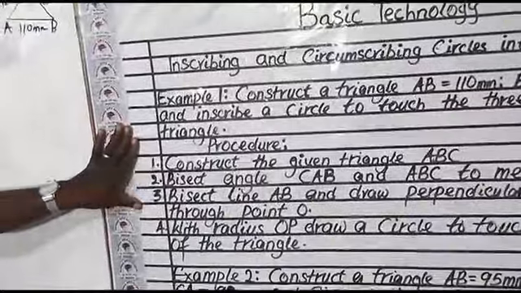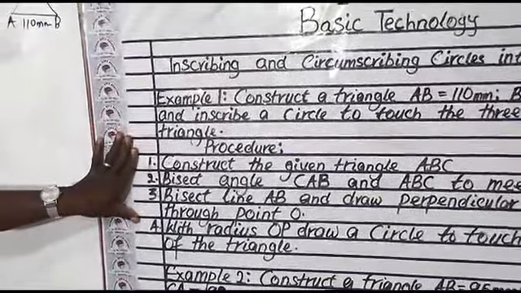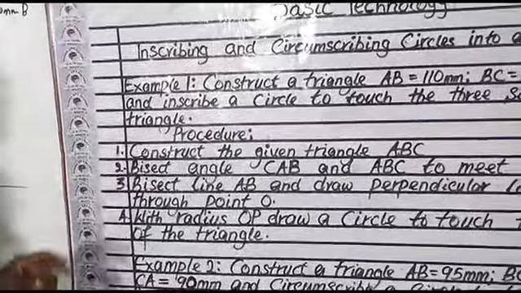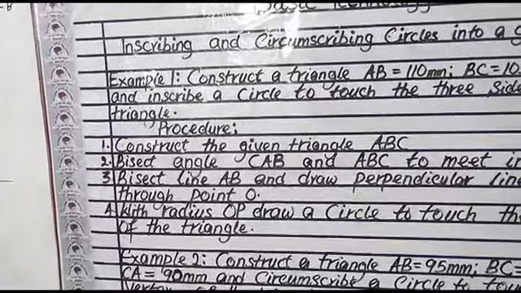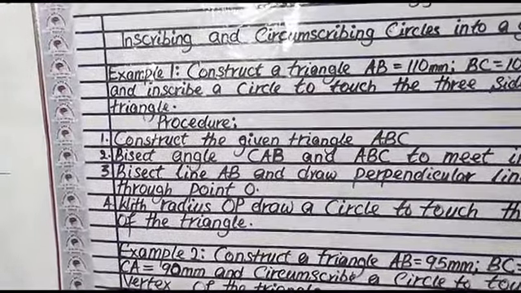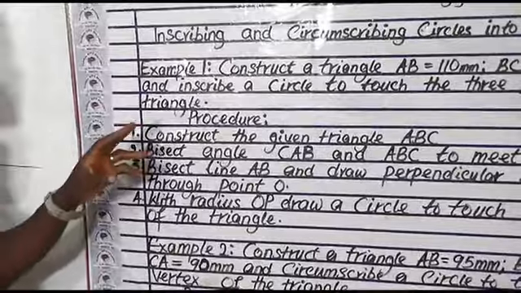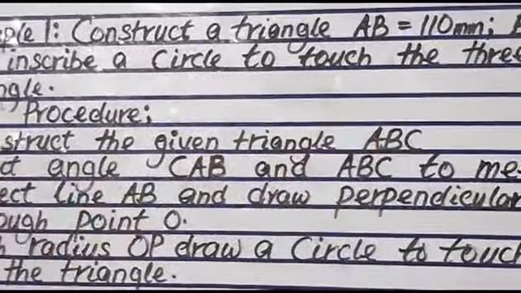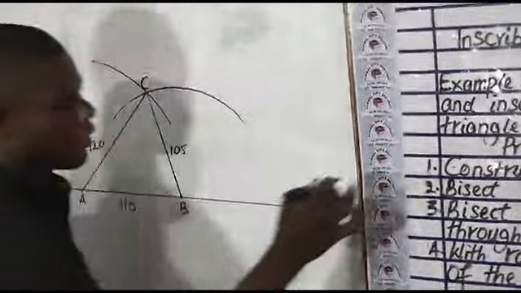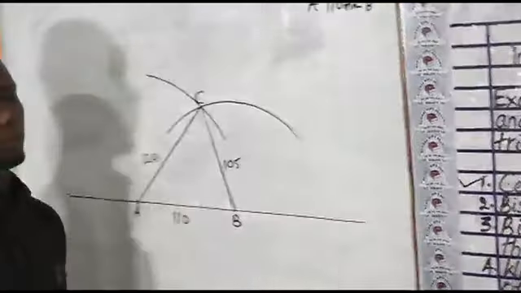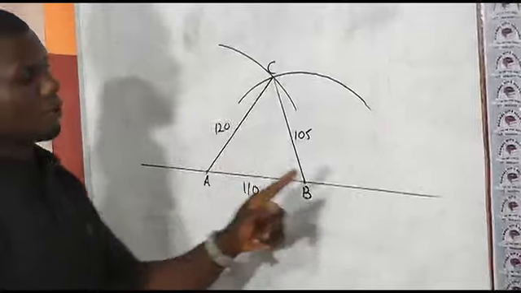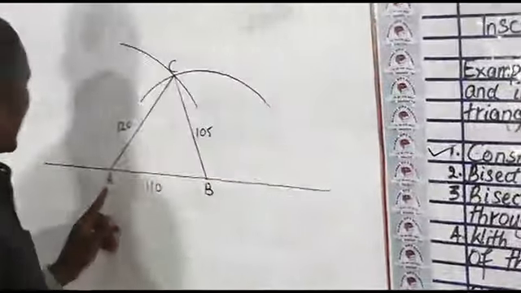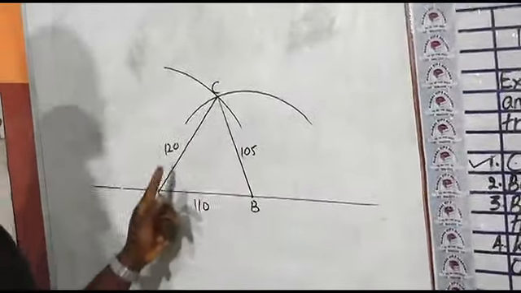So we have some procedures on the board already, and we are going to be using the procedures to inscribe the circle in this triangle that we've constructed already. Okay? So let's follow the procedures carefully. The first one says we should construct the given triangle ABC, and we've already done that. We've taken care of the first step by constructing the triangle ABC. And see how ABC here. You can see the triangle.